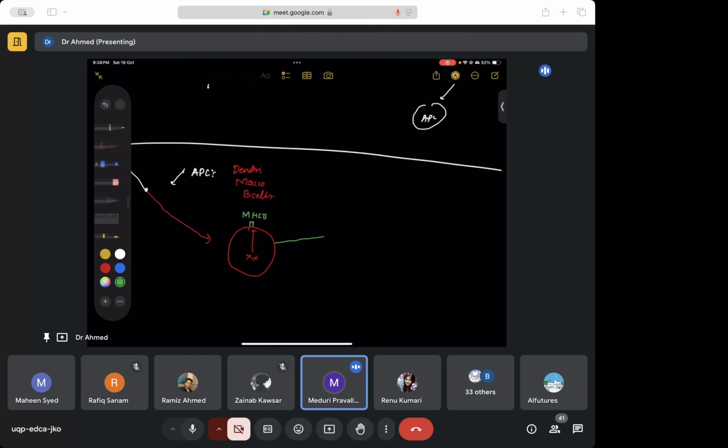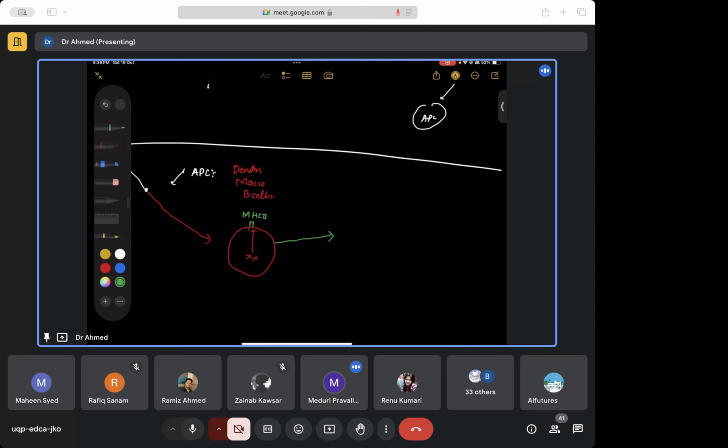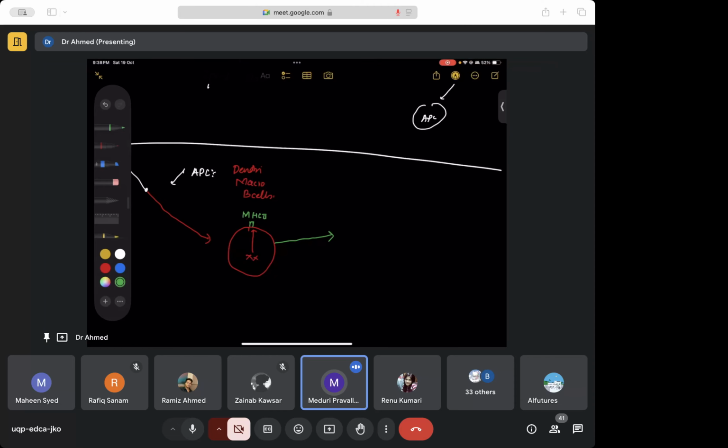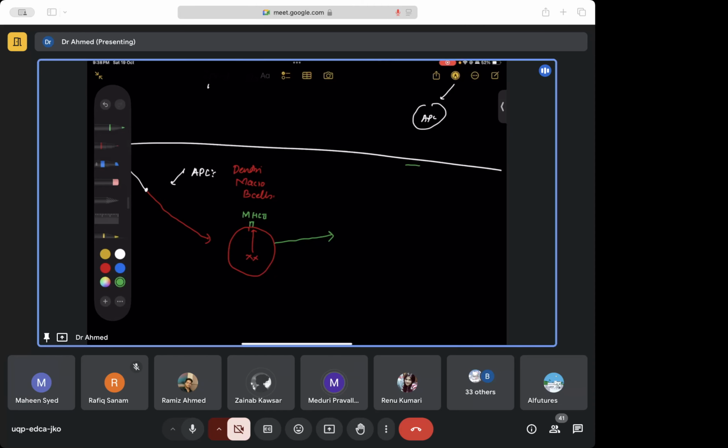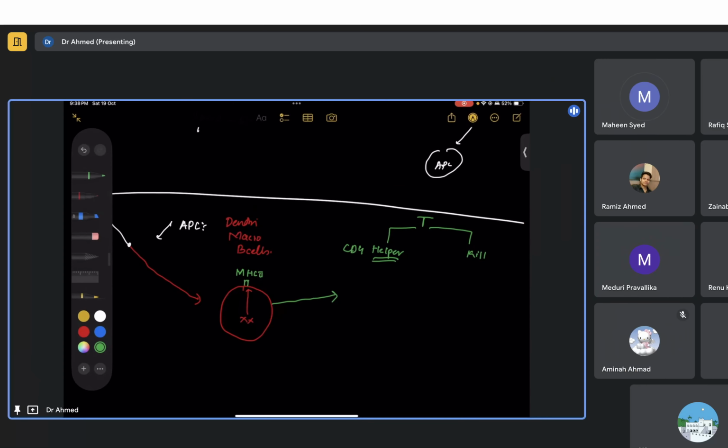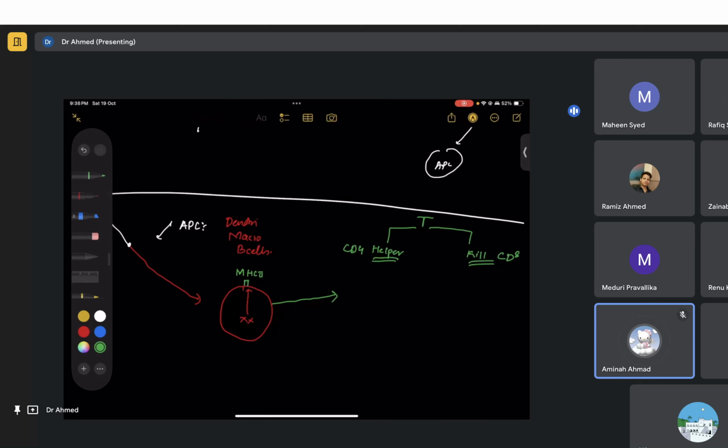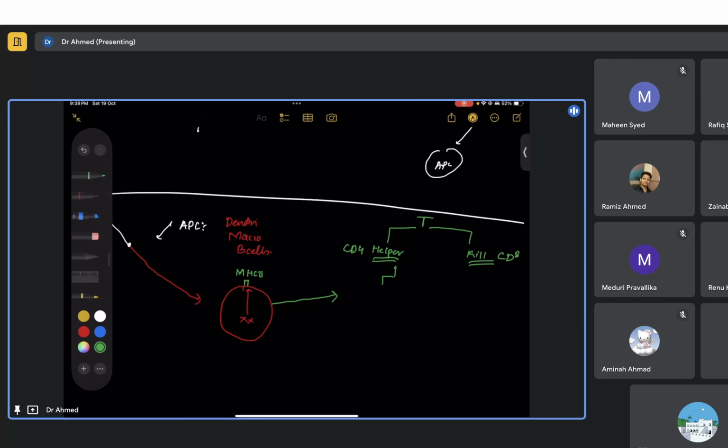Then this antigen presenting cell is going to go where? It's going to present it to CD4. Okay, perfect. So we have T cells. There are two types of T cells, helper and killer. What's the surface marker for helper cells? CD4. What's the surface marker for killer or cytotoxic cells? CD8 positive. Perfect. Your helper cells are further divided into two types, already discussed: T helper 1, TH1, and TH2.